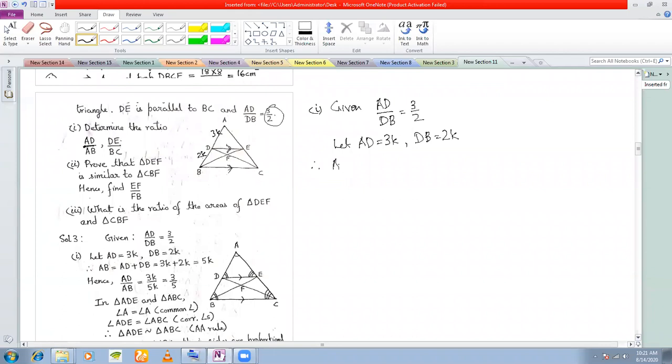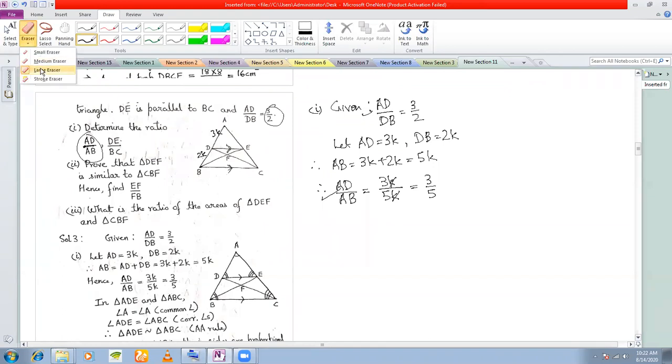Therefore, what is AB? AB is 3K plus 2K, which is 5K. So AD by AB, the length of AD is 3K and the length of AB is 5K. K cancels, you simply get 3 by 5. So from AD by DB, which was given to you, you have managed to find AD by AB. So this part of the question is answered.